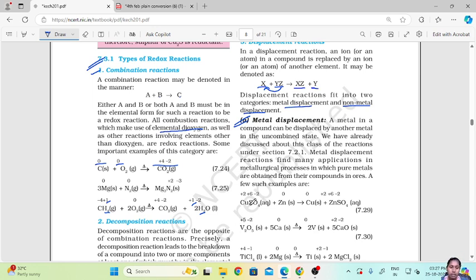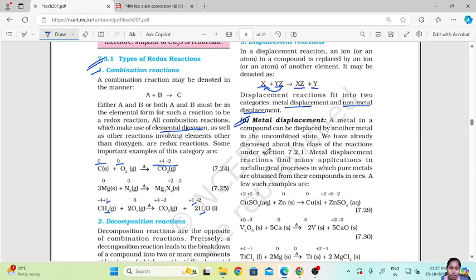So for example here, copper sulfate: copper is a metal, zinc is also a metal. In copper sulfate, copper is combined with sulfate and zinc is non-combined. Later, zinc replaces copper and becomes zinc sulfate. So we have already discussed this.